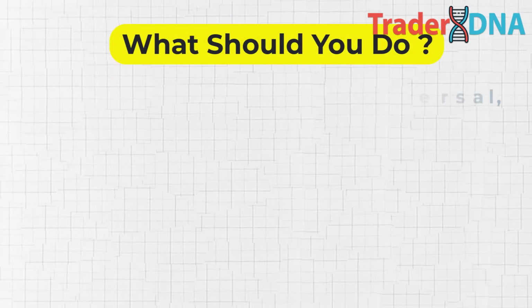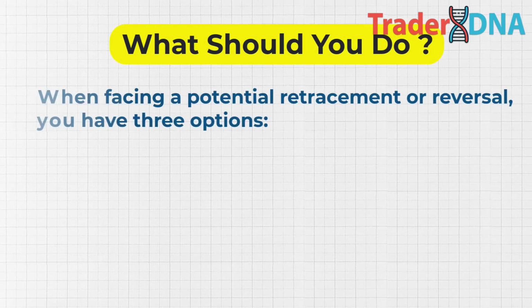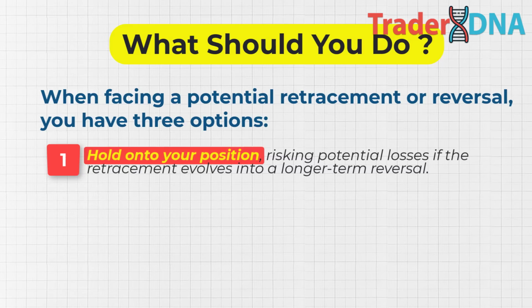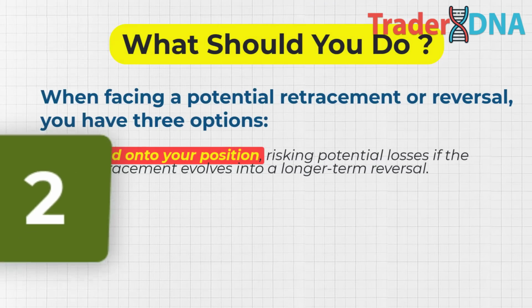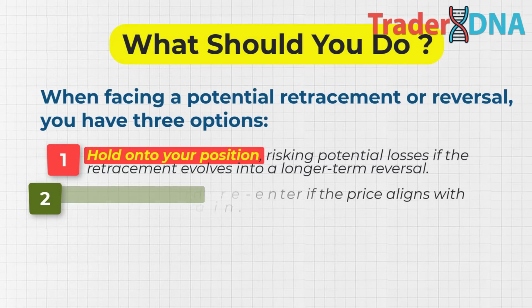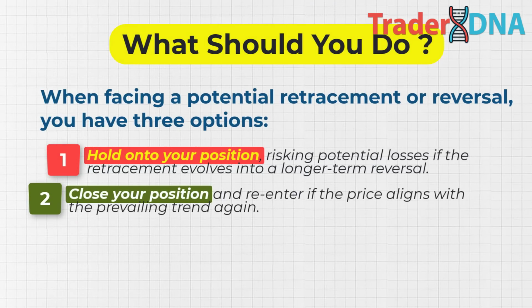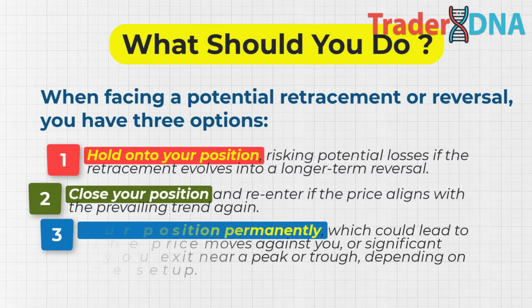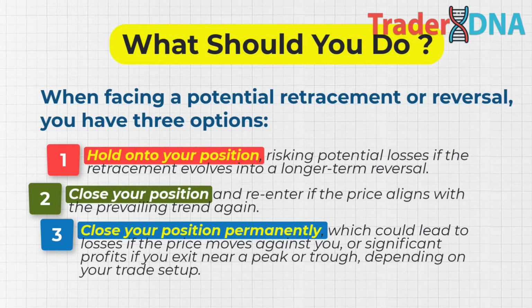When facing a potential retracement or reversal, you have three options. First, hold onto your position, risking potential losses if the retracement evolves into a longer-term reversal. Second, close your position and re-enter if the price aligns with the prevailing trend again. However, this approach may result in missed trading opportunities and additional costs due to spreads. Third, close your position permanently, which could lead to losses if the price moves against you, or significant profits if you exit near a peak or trough, depending on your trade setup.